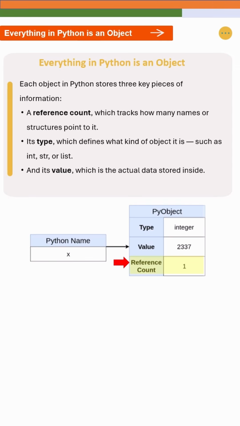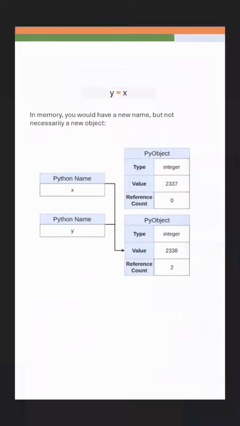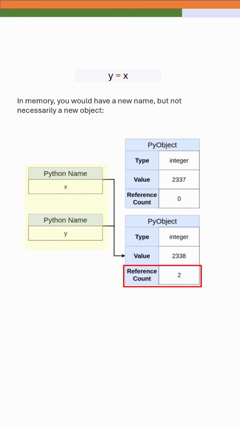When you write x = 2337, the Python interpreter creates an integer object that owns the memory for the value 2337. The name x doesn't own that memory, it simply points to the object. So instead of x owning the block of memory where 2337 resides, the object itself owns the memory. The name x is just a reference, a label to that object.